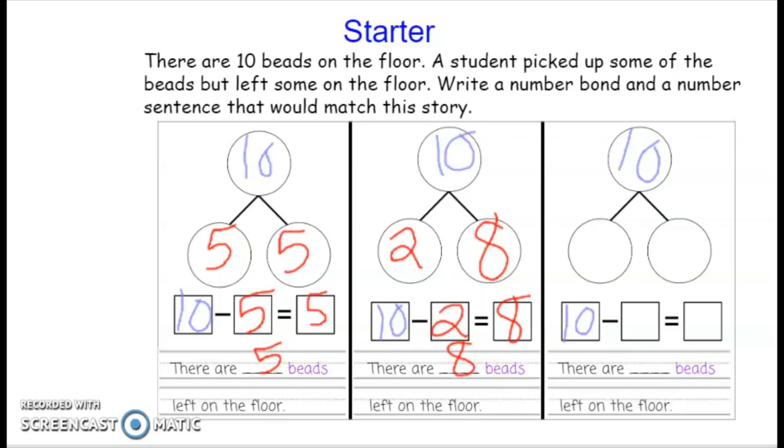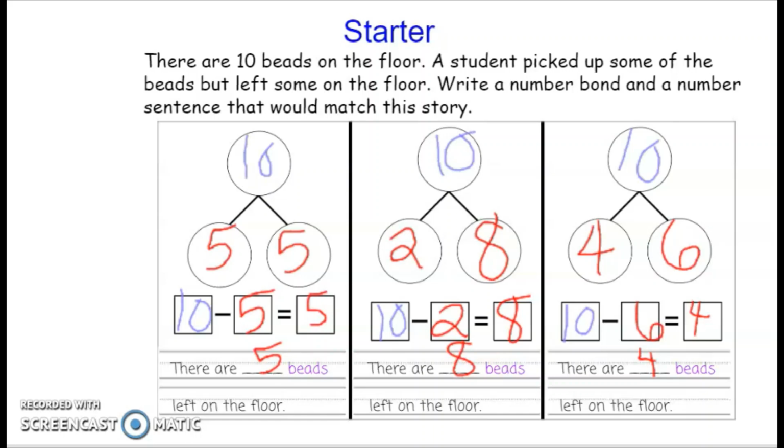Great job. Welcome back, my friends. I'm going to go ahead and do 4 and 6. So we started out with 10 beads, and then the student picked up 6 beads. So how many beads do we have left? Great job, my friends. We have 4 beads left. So I'm going to fill that in and write it as my solution in my complete sentence. There are 4 beads left on the floor, and beads is my unit.